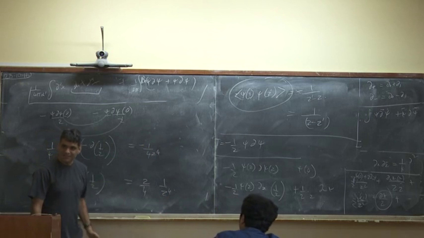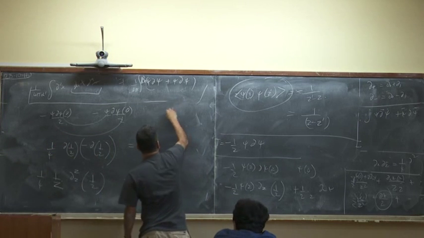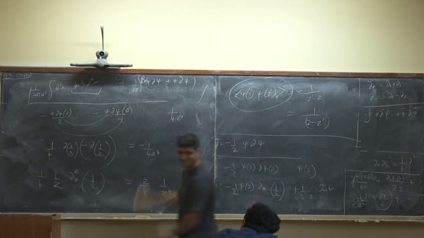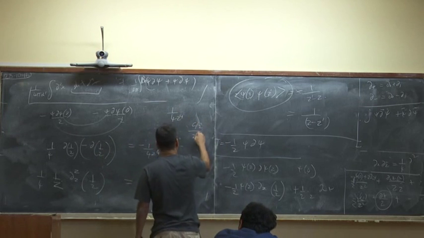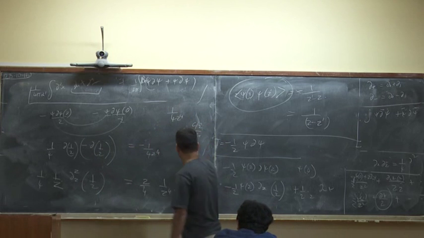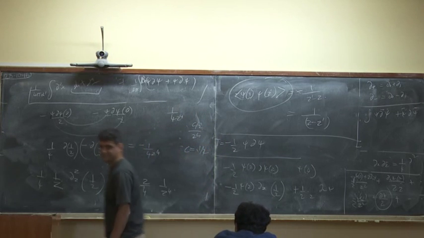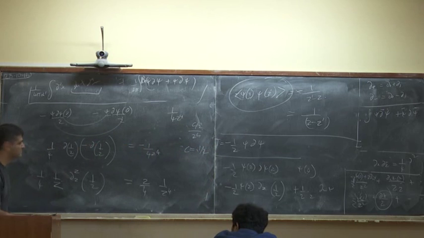Okay, so we put them together. So you get the final answer 1 by 4 z to the 4. But we're supposed to write the answer c by 2 by z to the 4. So I identify c is equal to 1/2. Is this clear? Is this clear, everyone? Yes.